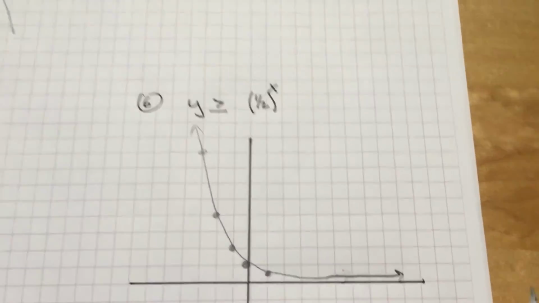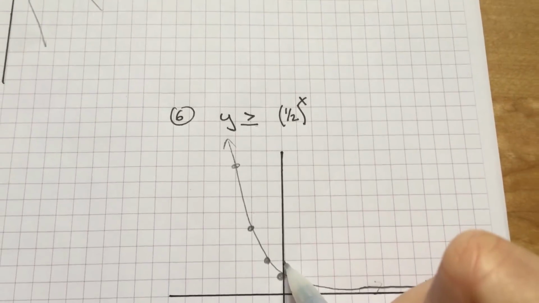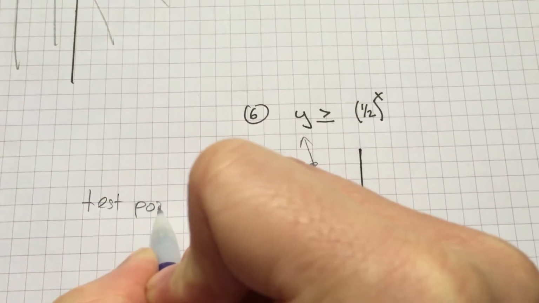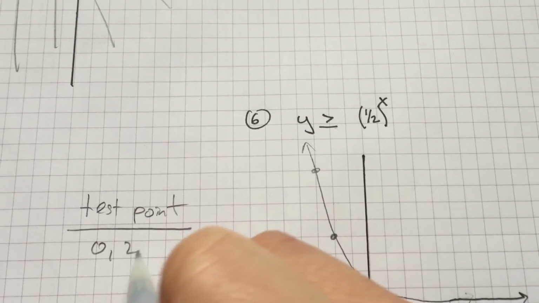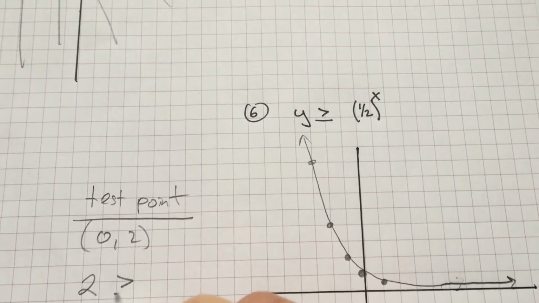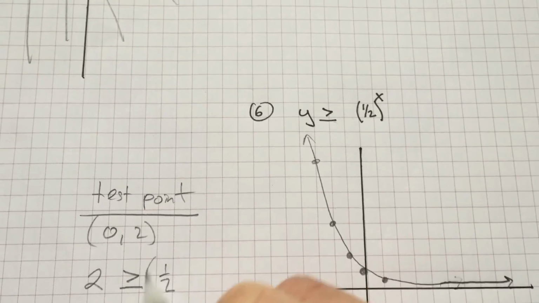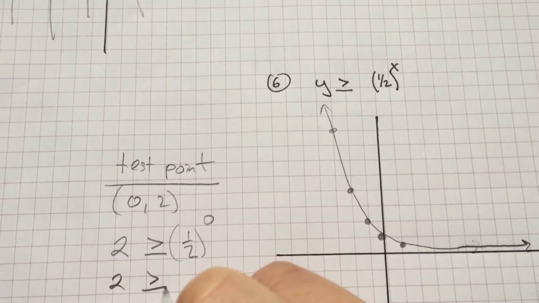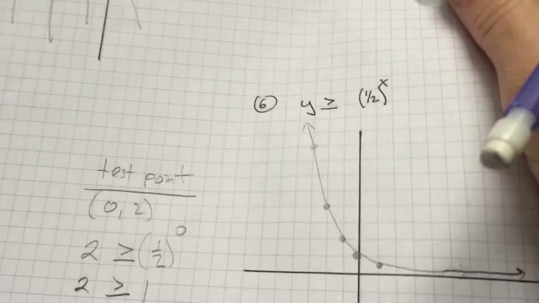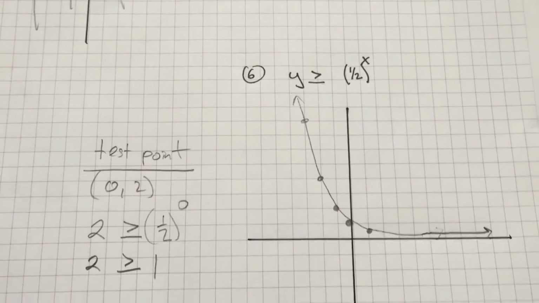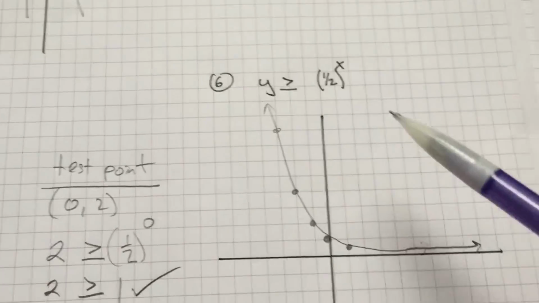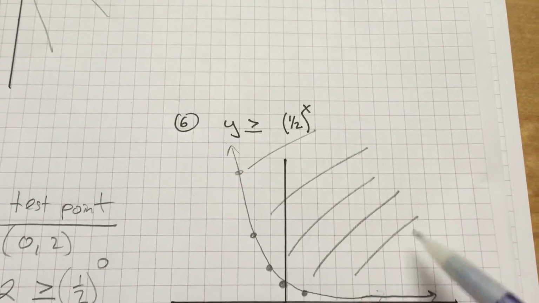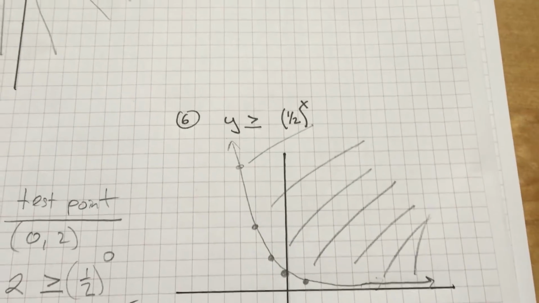Okay, so I'm going to test a point. Let's test out the point (0, 2). Is 2 greater than or equal to (1/2) to the power of 0? Well, anything to the power of 0, we remember, is 1. So 2 is greater than 1. That is a true statement, which means that my shading is going to be above my graph. So it's going to look something like that.